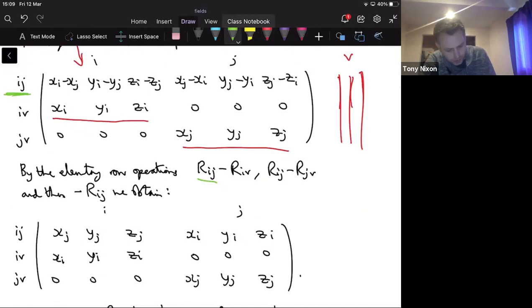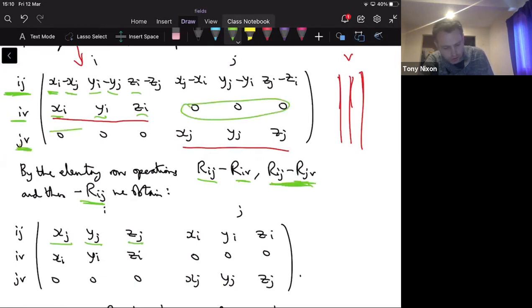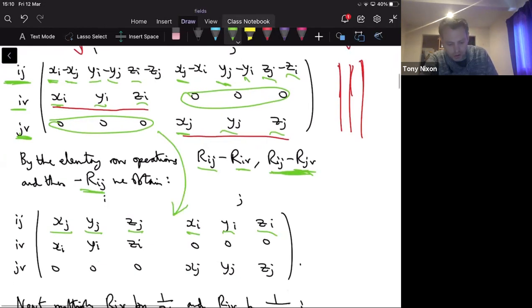So I take the row for ij, I subtract the row for iv, so the x_i minus x_i cancels. And then I also take the negative of the row for ij. So x_i and x_i cancel, I get minus x_j, and then the negative gives me x_j. And similarly, the y_i's cancel, and the negative gives me y_j. The z_i's cancel, the negative gives me z_j. And I'm also doing R_ij minus R_jv. So obviously over here, I had no effect with the first one. Here I have no effect with the second one, but over here, the x_j's cancel and the negative, then the y_j's cancel and the negative, the z_j's cancel and the negative. So from here to here, again, it's just elementary linear algebra.